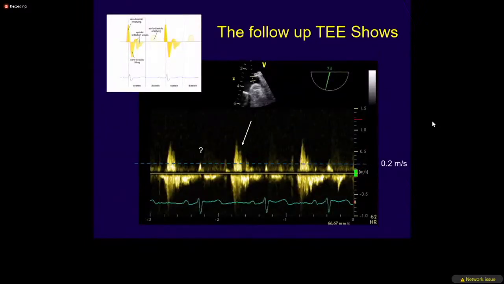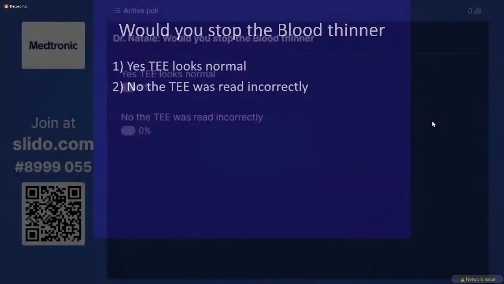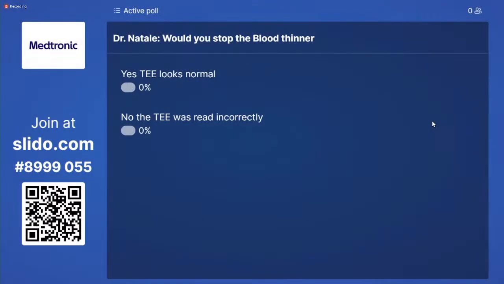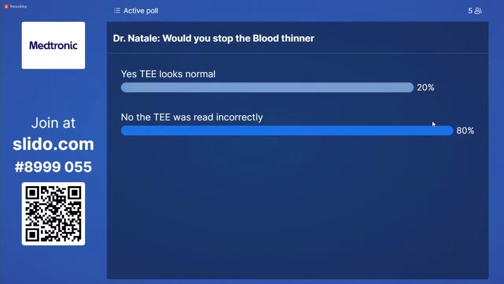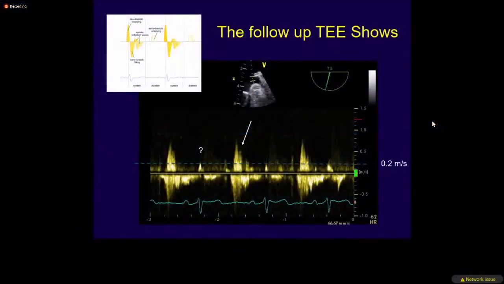So this is the TEE, a follow-up. So I'm going to ask you, look at this TEE, okay? Based on the TEE, is it okay to stop the blood thinner because it looks normal or not? So I'm going to put this vote. Okay. That's actually very, so the reason why I show you this, because this is a mistake that a lot of people doing TEE do.